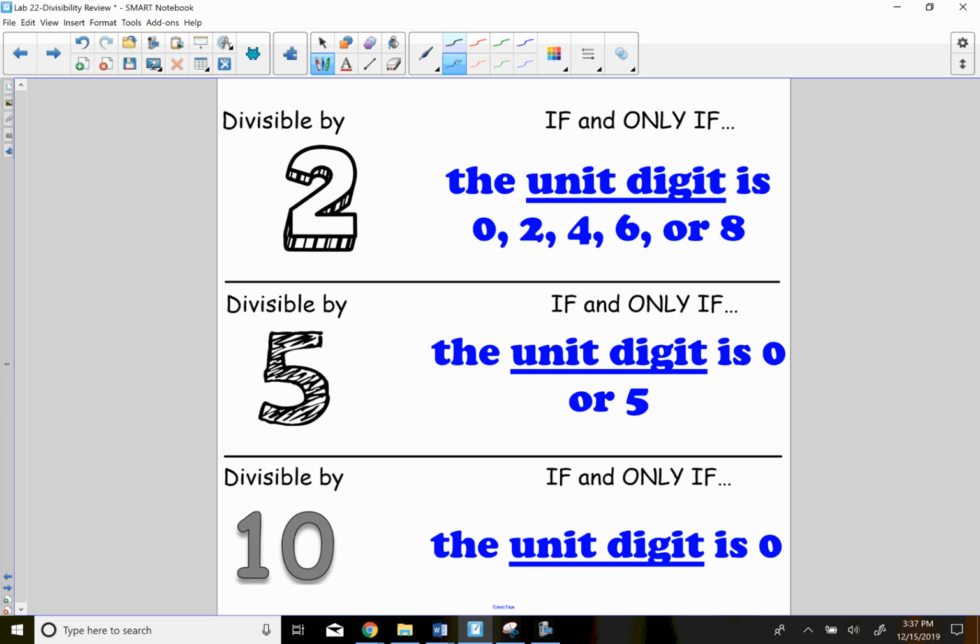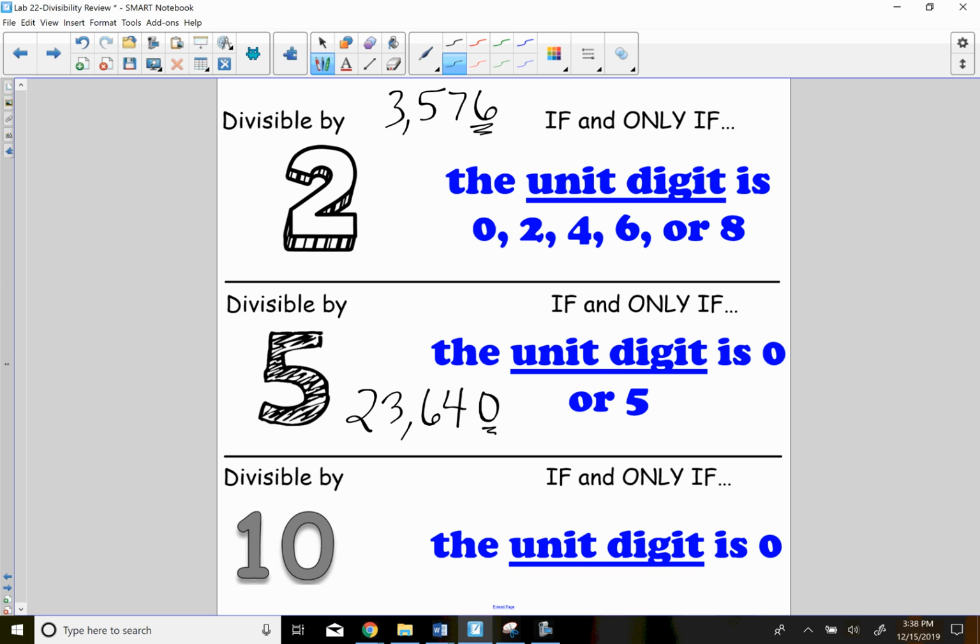So some examples here: a number that would be divisible by 2, where I can divide it and get a whole number answer, would be something like 3,576 because the unit digit is even. It's one of these 5 numbers. That number is not divisible by 5 because it ends in 6, and it has to end in 0 or 5.